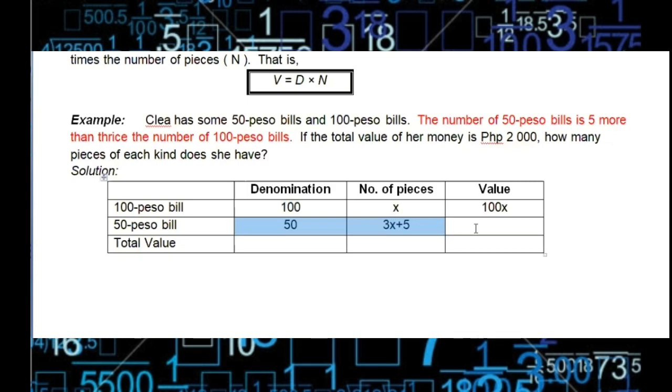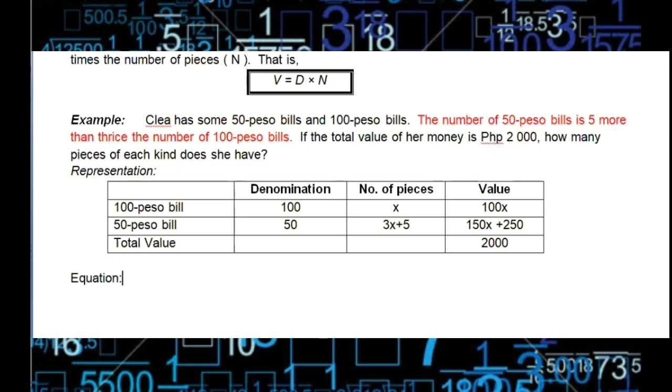Distribute isa-isa. So, 50 times 3x, 150x. Tama? Plus, 50 times 5, 250. So, I hope you get it. Then, the total value is 2,000 pesos. Yan daw yung kabuang halaga. So, ngayon, itong ginawa ko na to, representation pa lang ito. Representation.